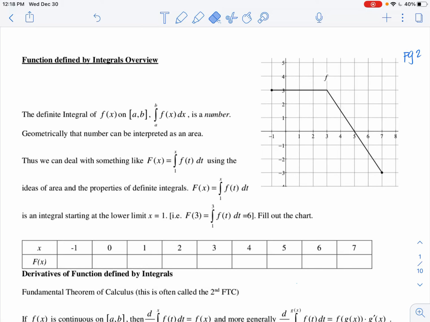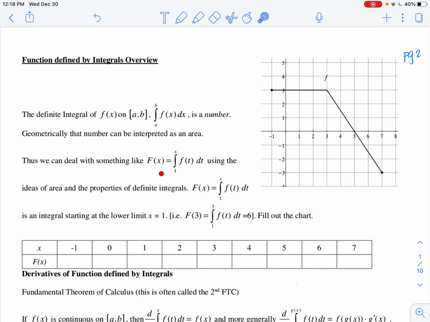In this video, let's review some functions defined by integrals, a few integral problems, and then a couple of free response problems that deal with integrals. So the definite integral of f of x on a to b, which is the integral from a to b of f of x dx, is a number. Geometrically, it can be interpreted as an area.